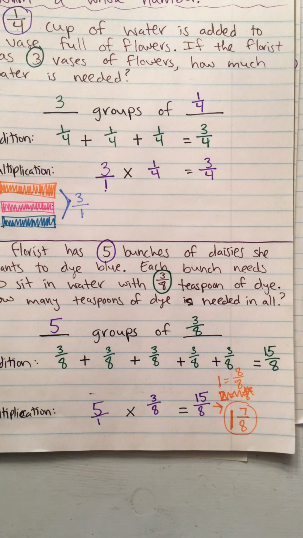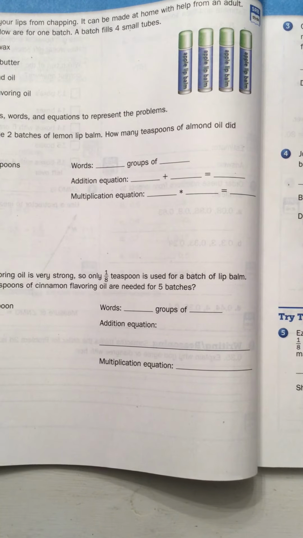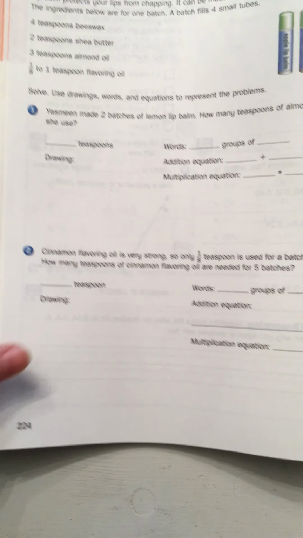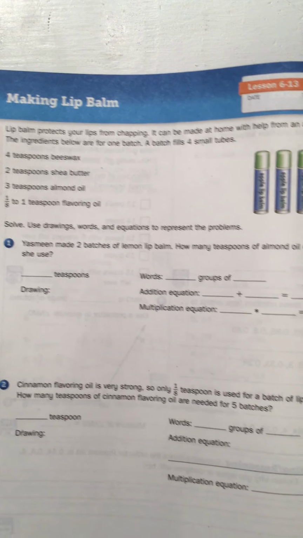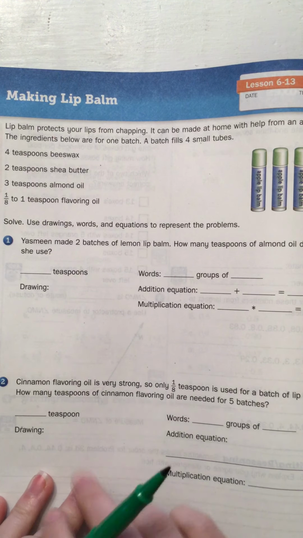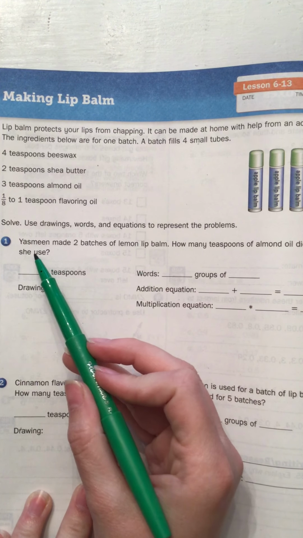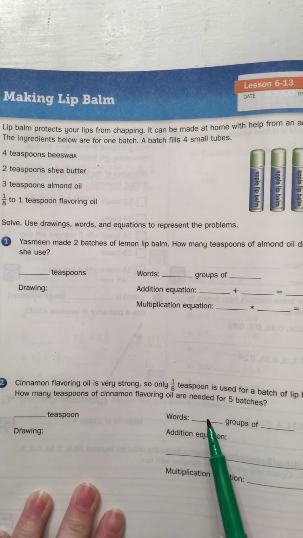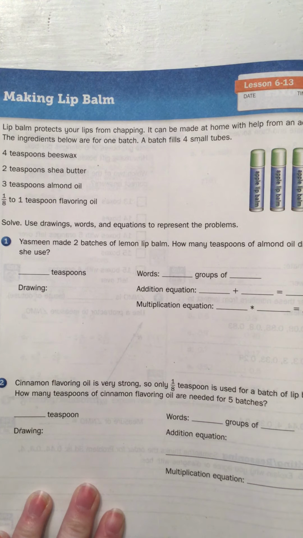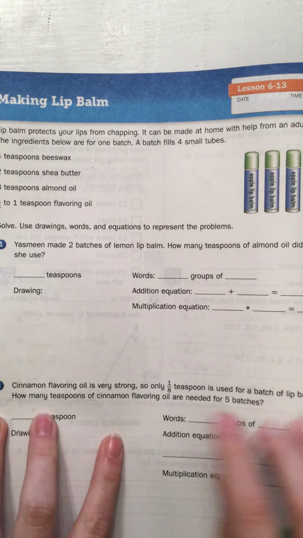Let's look at our math journal for activity today. We're going to be working on pages 224 and 225, and it kind of looks like this, making lip balm, okay? So it gives you all of these ingredients here. You have to make sure that you're reading each question because it tells you different ingredients that you're going to use. So let's look at number 1.